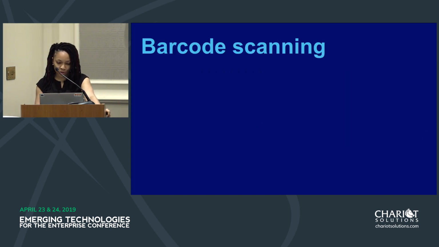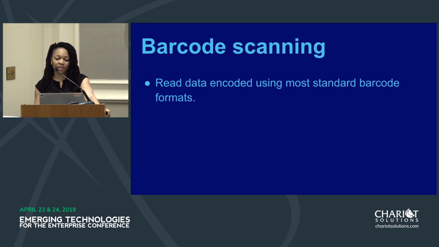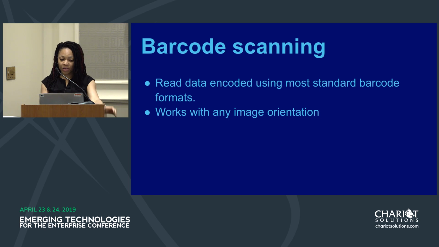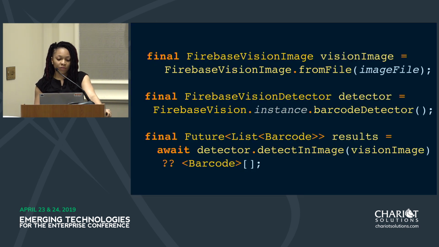Okay, so I'm going to go to barcode scanning. Barcode scanning, like the name implies, lets you read data encoded in most standard barcode formats. The API supports linear formats and 2D formats, and it works with any image orientation. So as before, you send the image through the barcode scanning API, and it returns to you a list of barcodes.